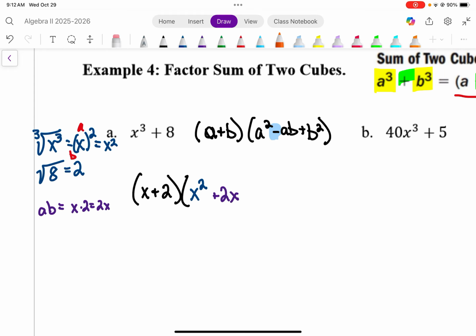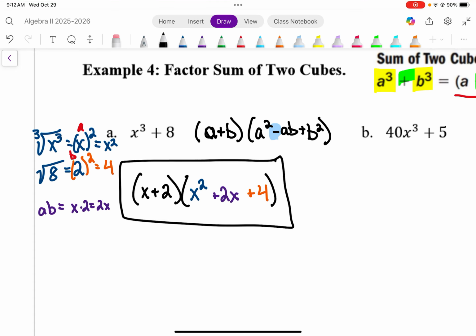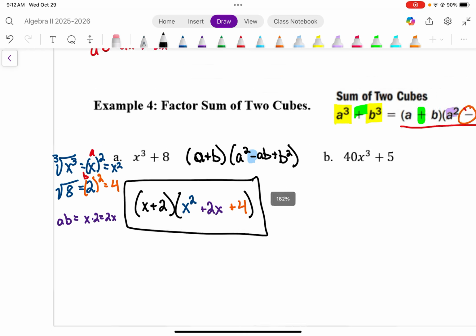And then lastly, we need our b value squared. So 2 squared is going to be 4. Once we are done with that, that is our factored answer. And again, we're not going to be able to factor that second set of parentheses there. So even though it has 3 terms and usually we are factoring further, you are not going to be able to for your sum and difference of cubes.